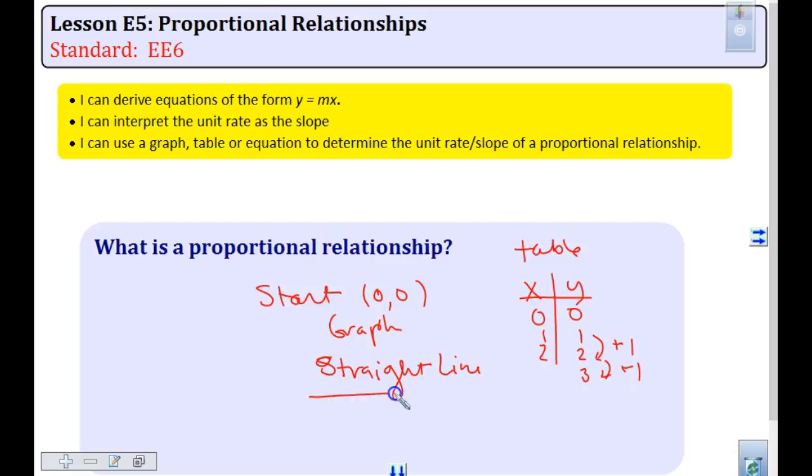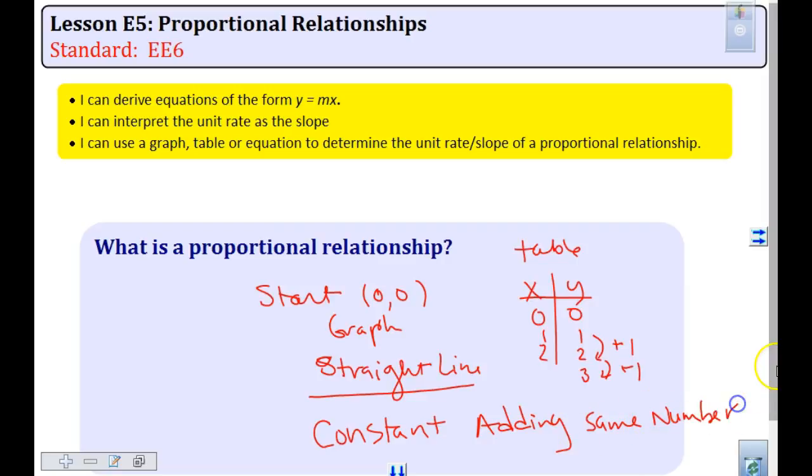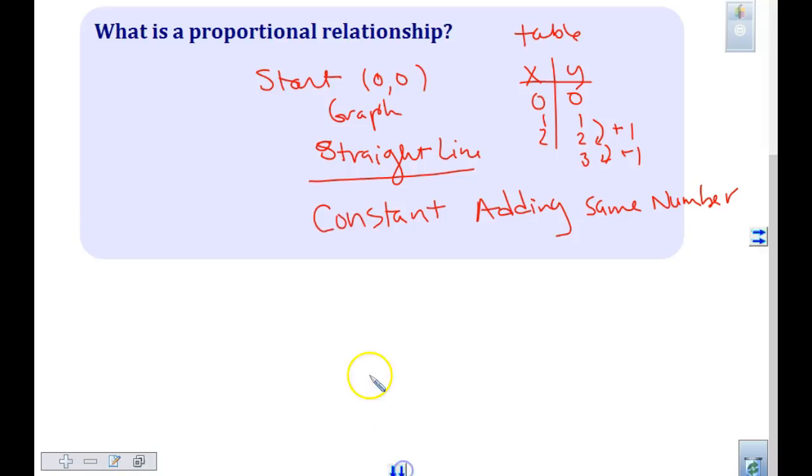So it's a straight line. There's a constant adding of the same number, right? Doesn't matter what that number is. If it was $15 an hour and each hour we add 15, adding the same number each time, and we're starting at 0, 0, okay? Anything else you can think of for proportional relationships? When we look at these, it's usually talking about that unit rate.